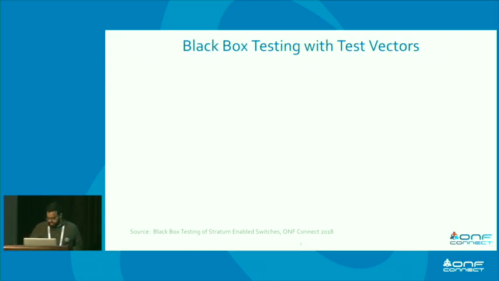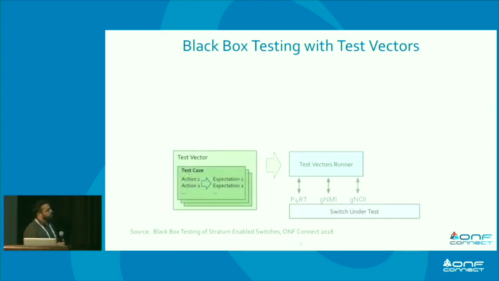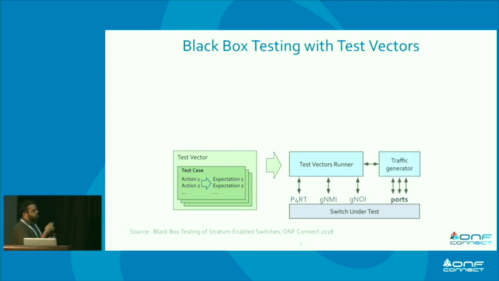And how are we trying to achieve the black box testing with test vectors? Basically, a set of test vectors can be fed into the test vector runner, and these test cases can then be converted to P4 runtime, GNMI, GNOI calls. If there are data plane packets that we want to verify, we could possibly connect a separate traffic generator that is connected to the switch under test, or we can also have the traffic generator as part of the test vector runner.